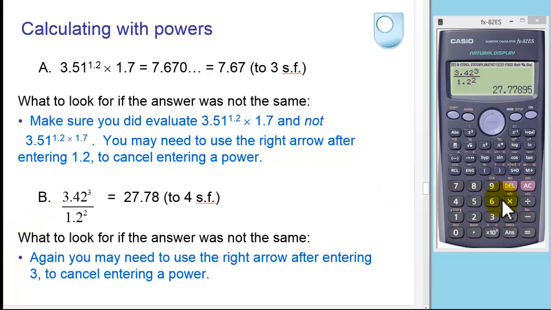Part B, the second way of entering that calculation as an alternative to the way I showed originally, is put in 3.42 in brackets, and we can have that to the power of 3. Press the right arrow to get us out of the exponential function, close the bracket, and then do divided by, and then we can open a bracket, 1.2 squared, and press the right bracket to get out of the exponential function, and press equals, and you can see entering the data like that we get the same answer.